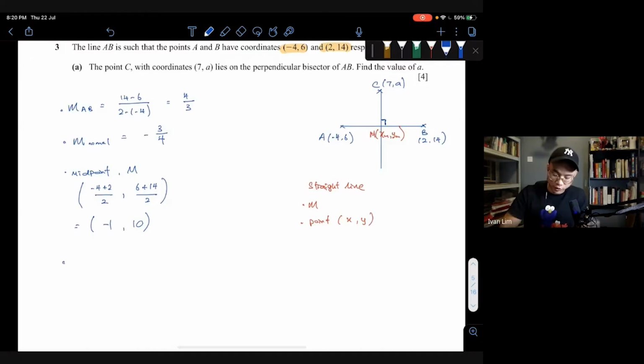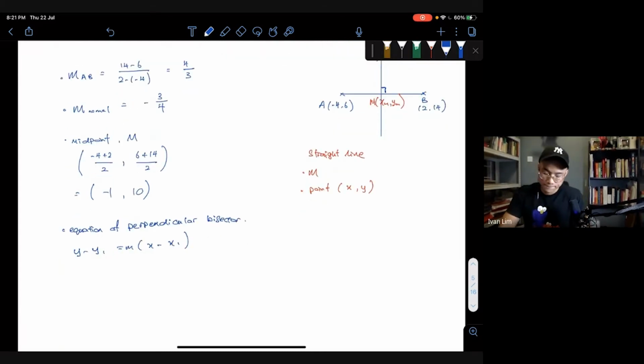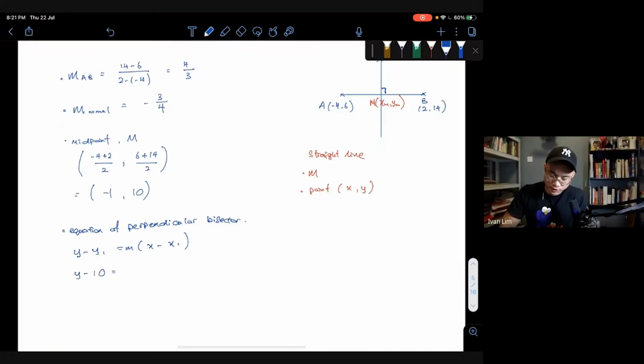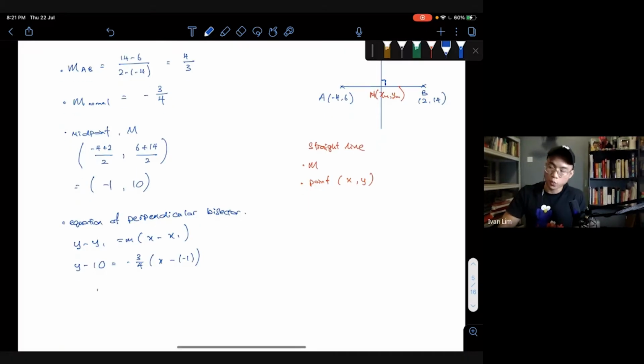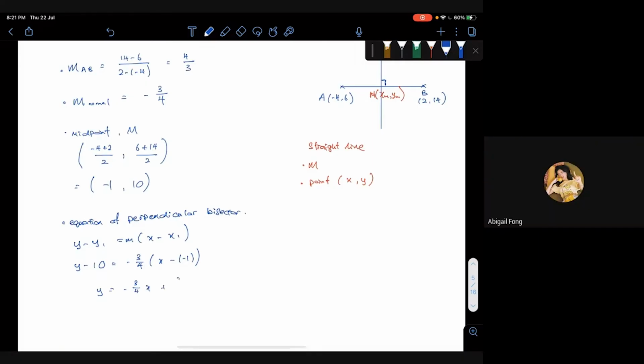So can I find the equation of my perpendicular bisector now? All I need to do is y minus y1 equals m times (x minus x1). So y minus 10 equals -3 over 4 times (x minus -1). You will simplify it to y equals -3 over 4 x plus 37 over 4.